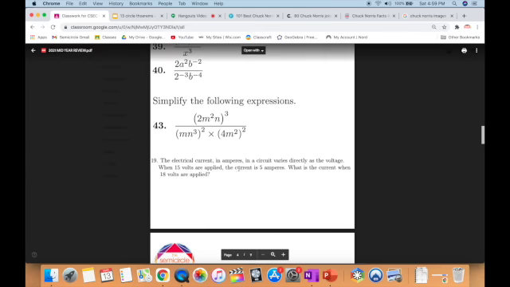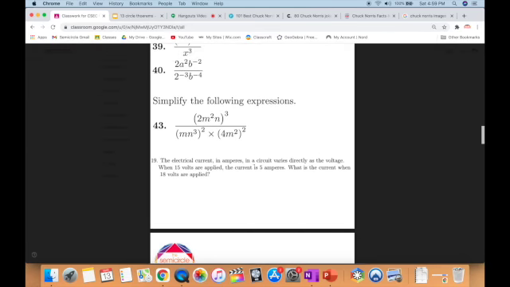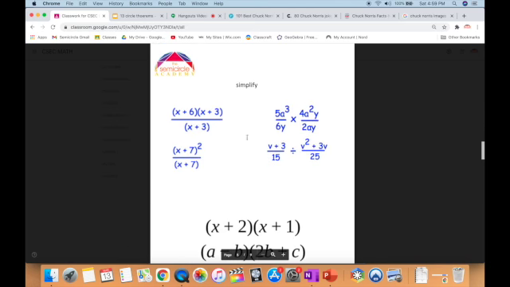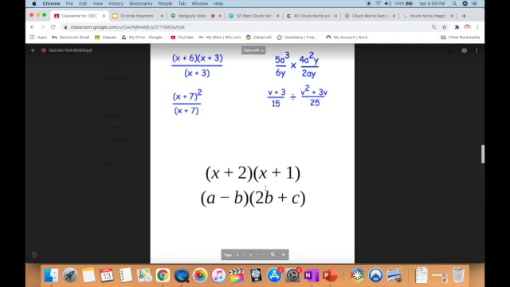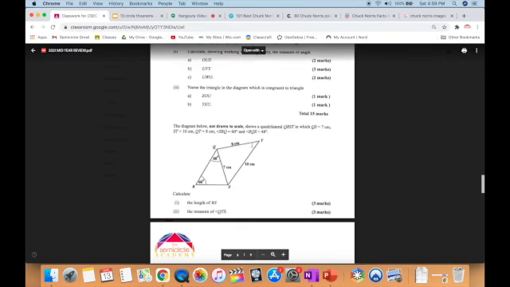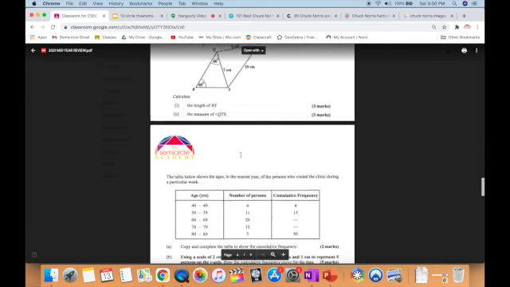This here is a variation and proportionality question. Once you can see "varies directly," you're supposed to know, hey, that's a variation and proportionality question. The word "varies," and you can either have directly or inversely as the other word there. You simplify these. Then we get into circle theory, and we actually did this question today, so yay.